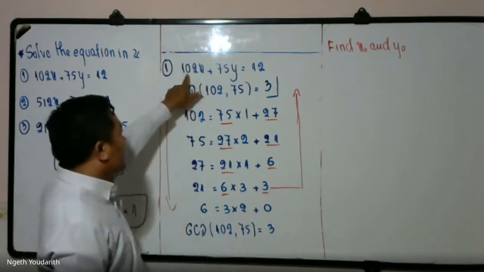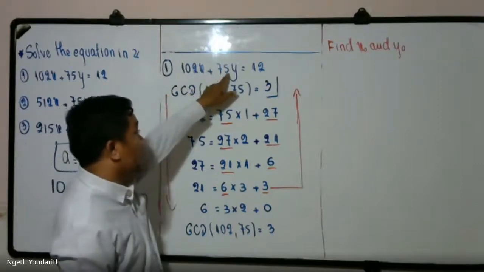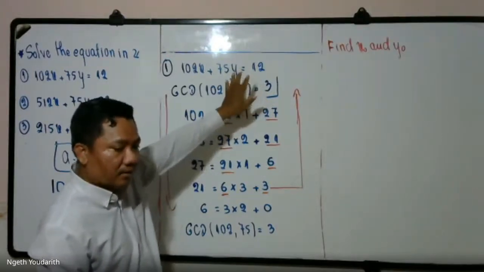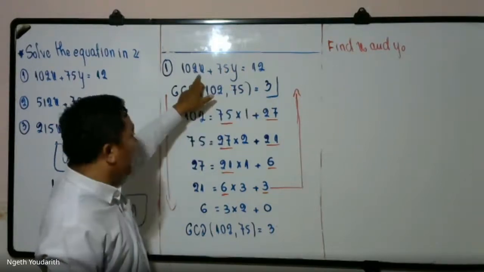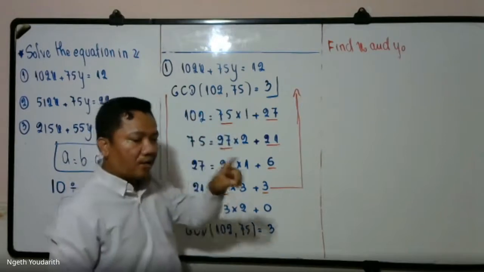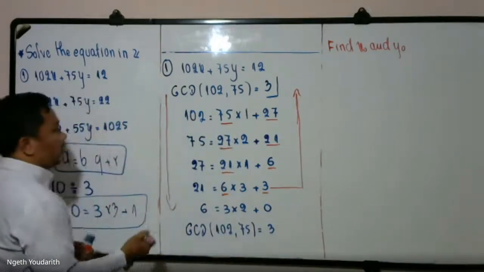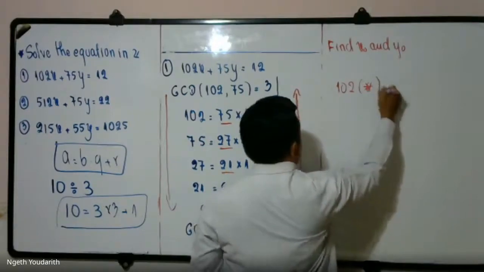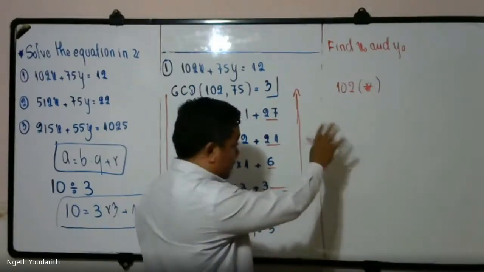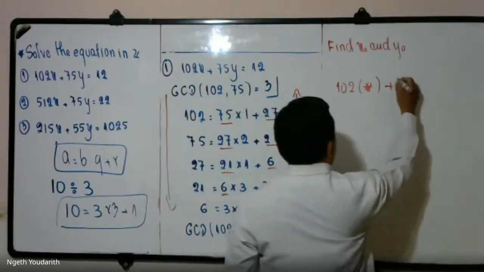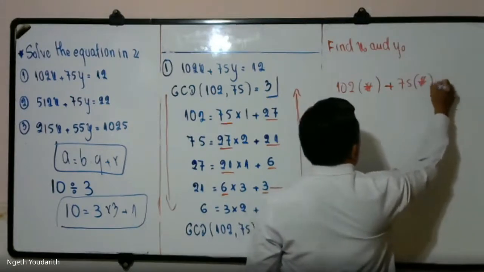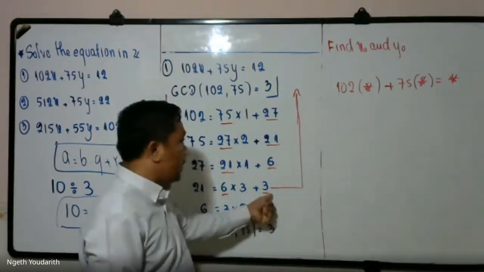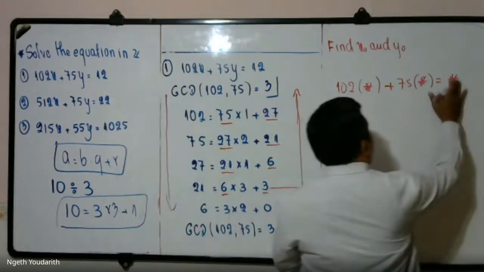For example, our equation is 102x plus 75y equals 12. Don't concern about the 12. You should concern about the coefficient of x and the coefficient of y. How can you do in this point? I want you to write in this form: 102 times star, we don't know the number, plus 75 times star, also we don't know, equals star. If our GCD is 3, it means this one equals 3.